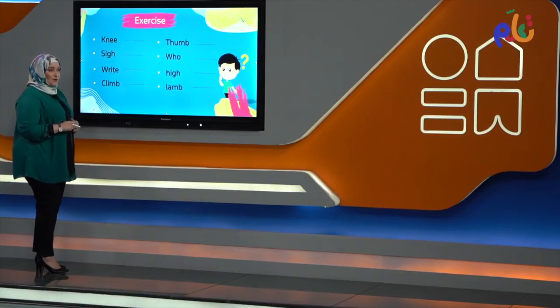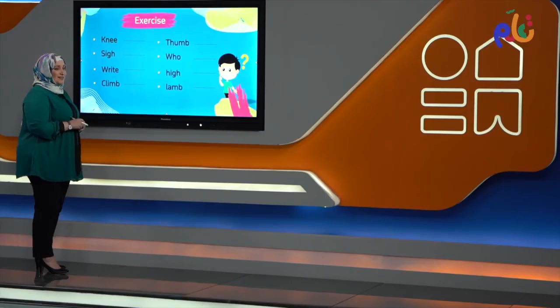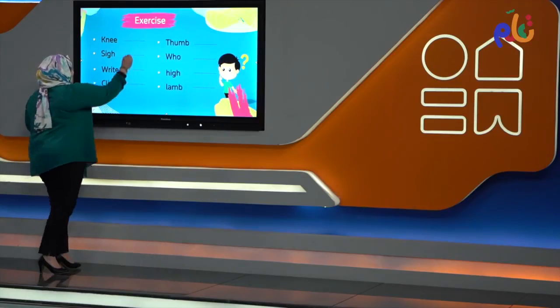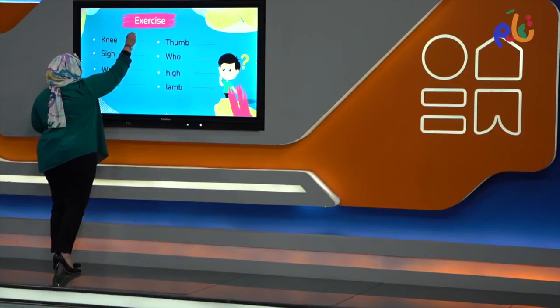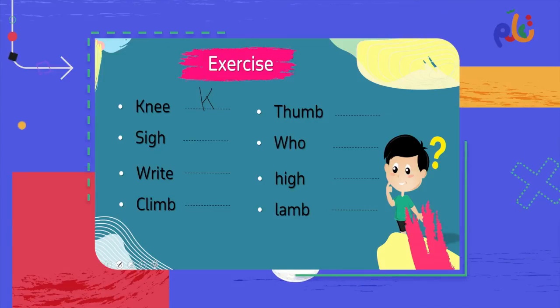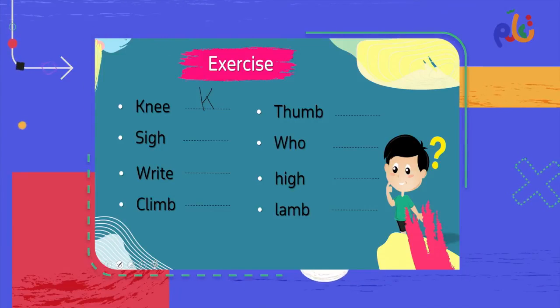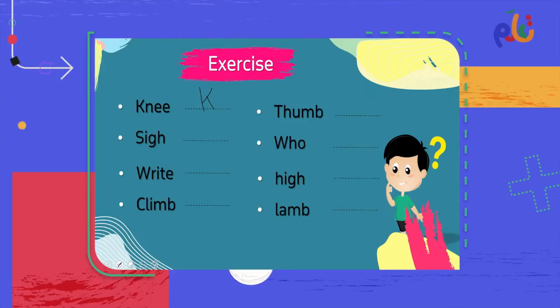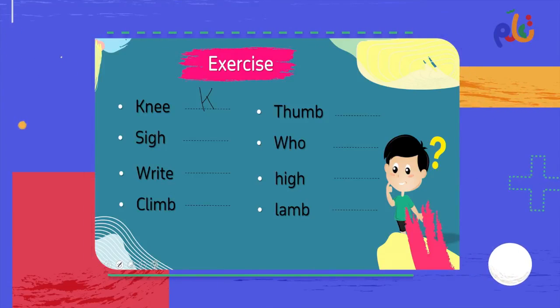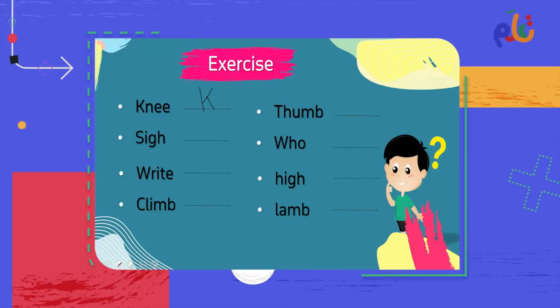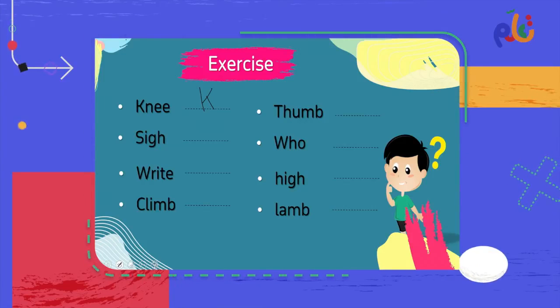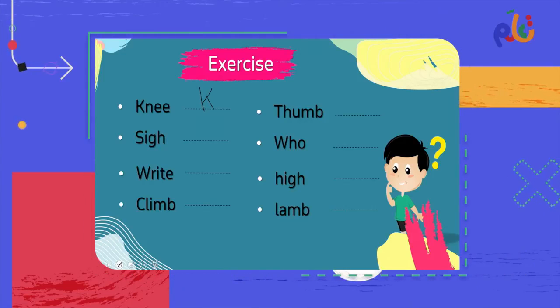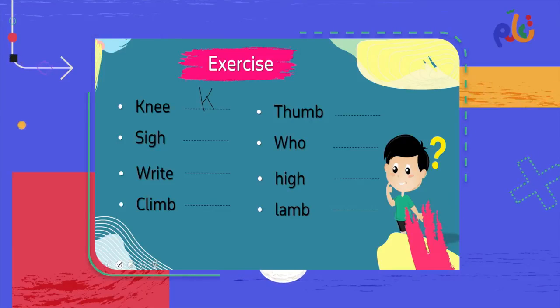Knee. Who could tell me which letter is silent? It's so obvious. واضحة جدا. برافو عليكم. K. K is my silent letter. ما نطقتش الـ K عشان الرول. If the letter K is followed by N, the K is silent. لو حرف الـ K جه وراء N, then the K is silent.